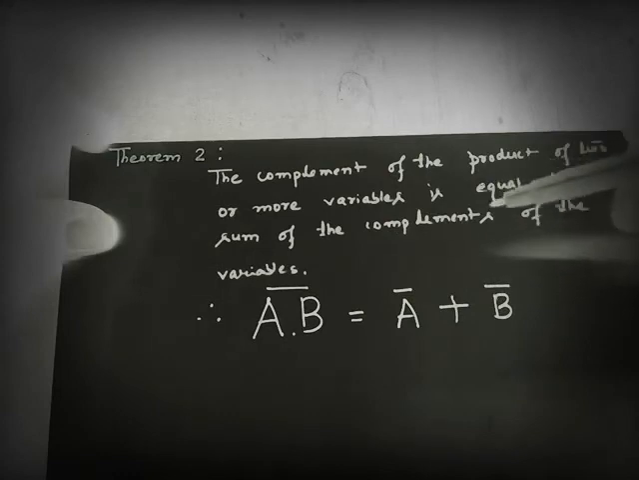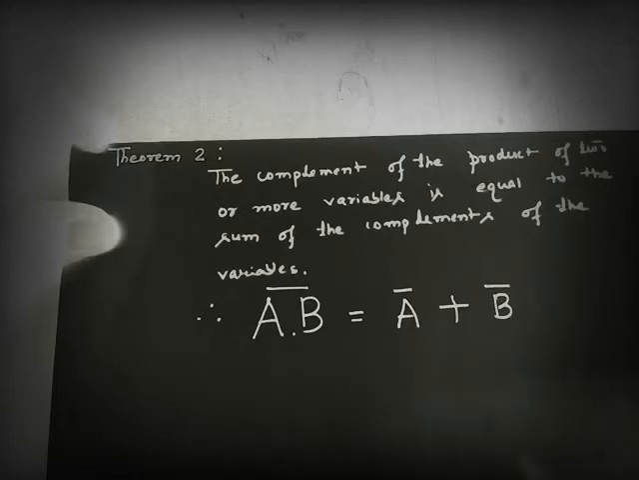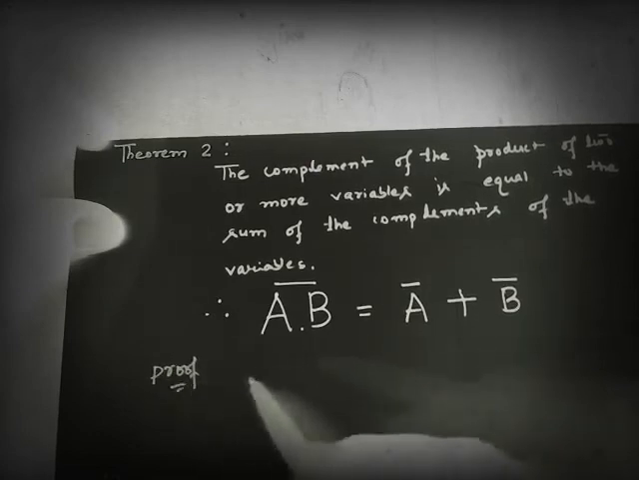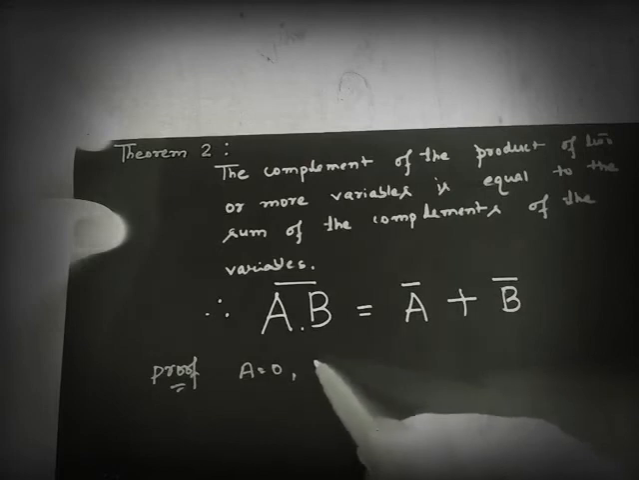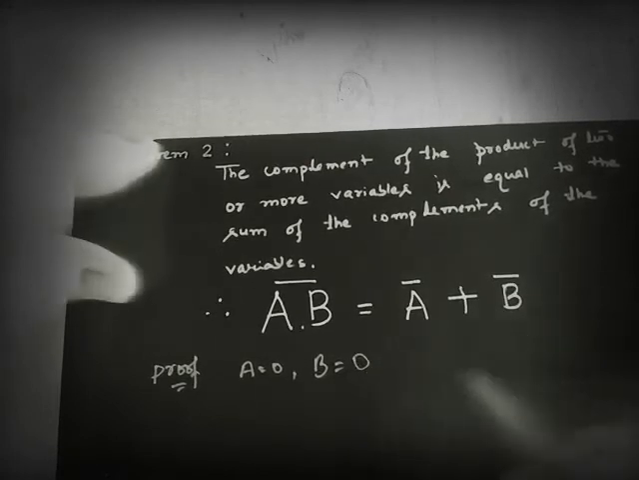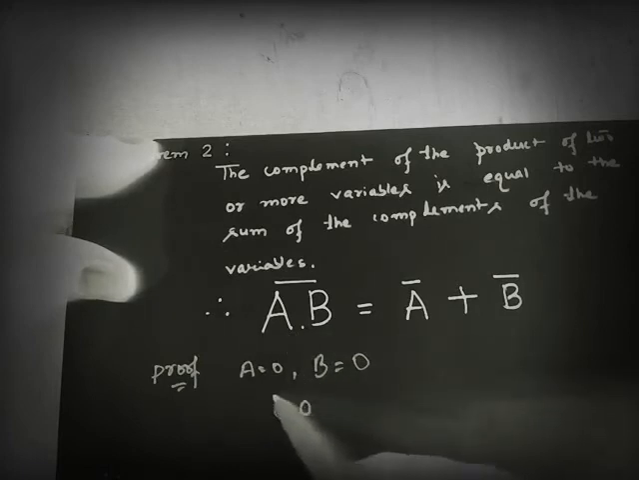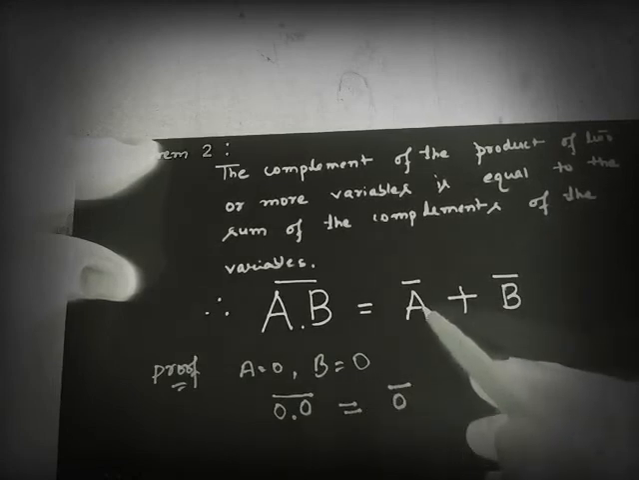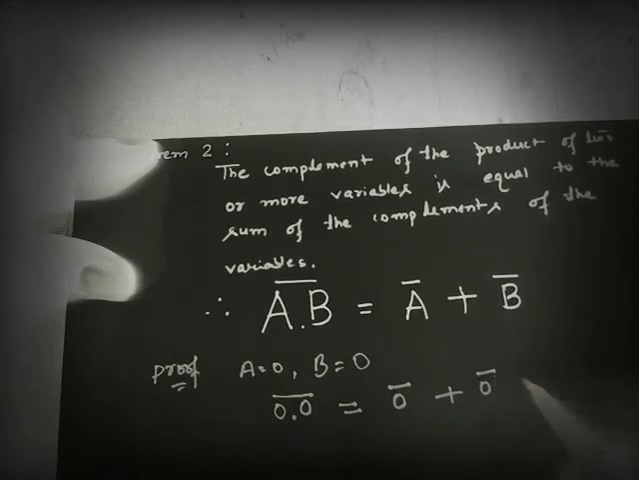So the complement of the product AB becomes equal to the sum of the complements of these two variables. Again, questions will be asked to prove it, so I am starting to prove it. Again I am taking A equal to 0 and B equal to 0. So putting 0 for A, with a complement sign, and 0 for B. Now we know very well that the complement of 0 will be 1. On the right side, this will also be a 1.